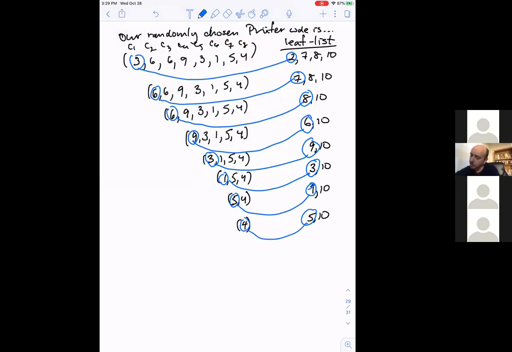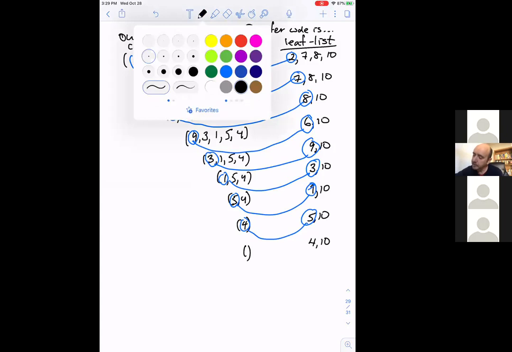Gets connected to 4. Empty proof of code. 4 entered the leaf list. Joined 10, which is the only other thing on the leaf list. So they are the little edge that's left at the end of the proof of coding, and they get connected to each other.